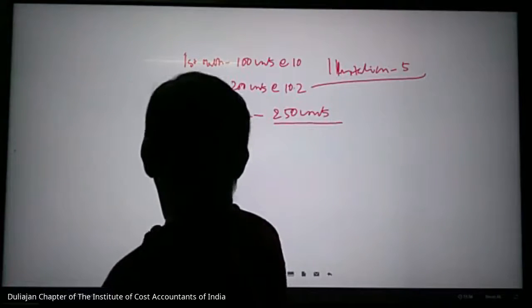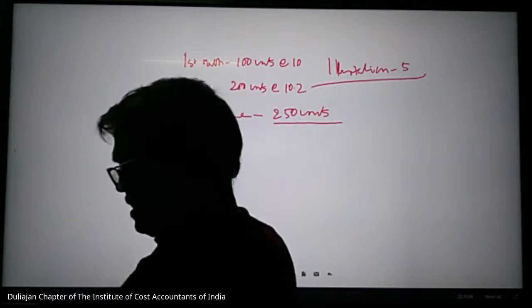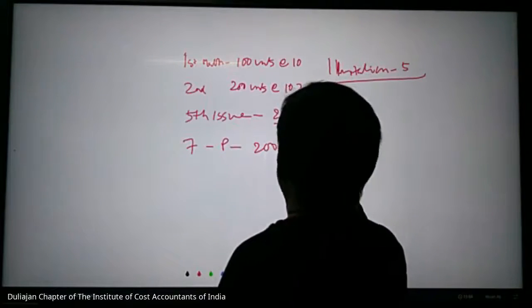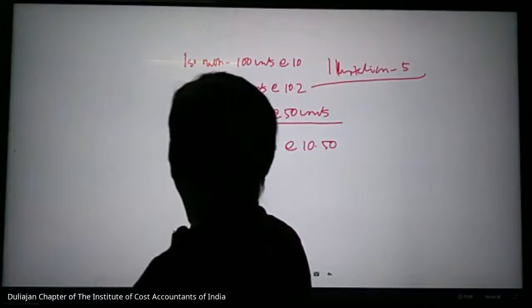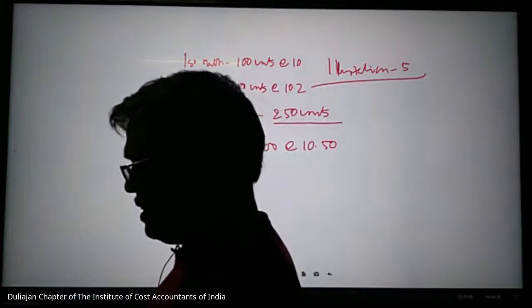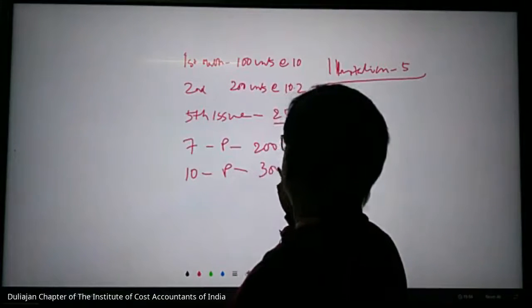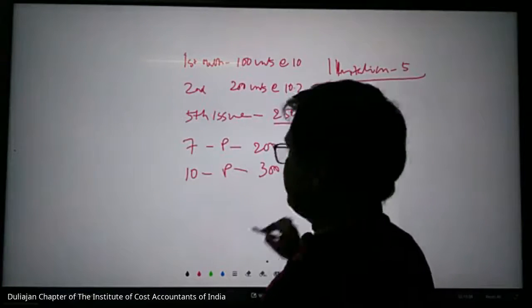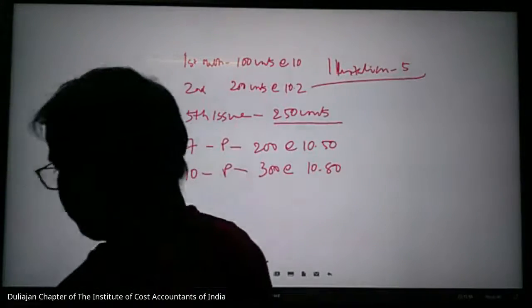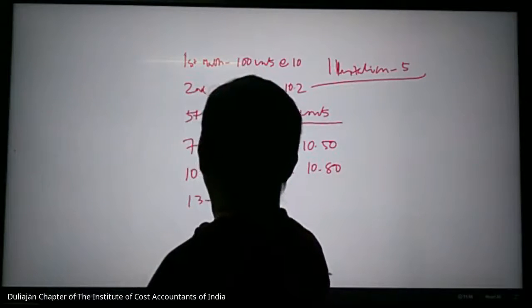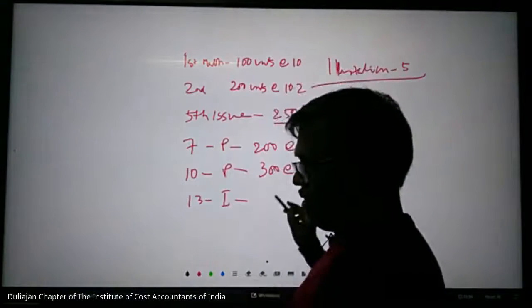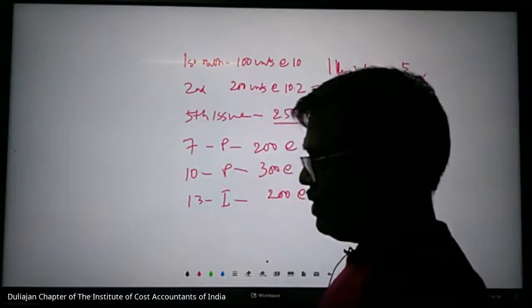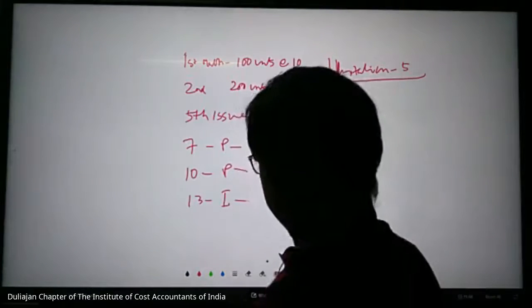Then 7th, purchase 200 units at the rate of 10 rupees 50 paisa. 10th, purchases 300 units at the rate of 10 rupees 80 paisa. 13th, issues 200 units at the rate of, that you have to find out.